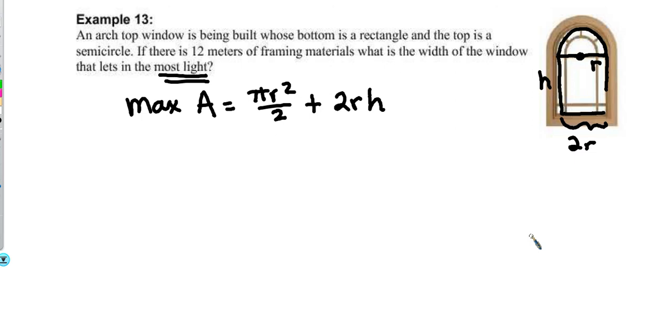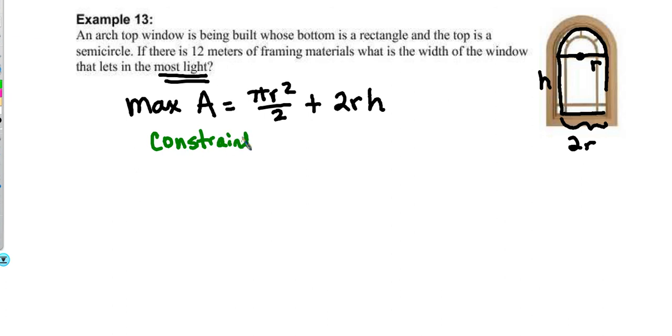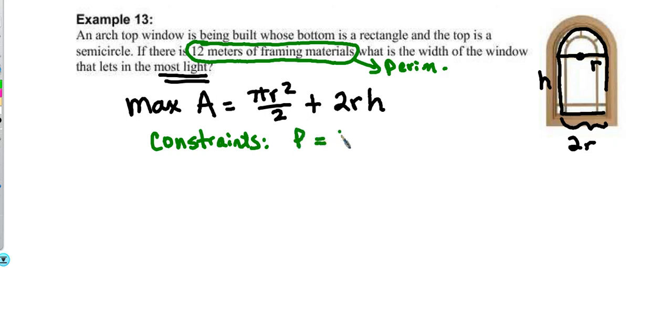So now we're going to be looking for some constraints, and our constraints are going to need to be a relationship between r and h, if we can get that. So we read on, we say, what else did they tell us? There are 12 meters of framing materials. This is basically giving you some information about perimeter. I know the perimeter, basically the max it could be is 12. I have 12 meters of material to use.